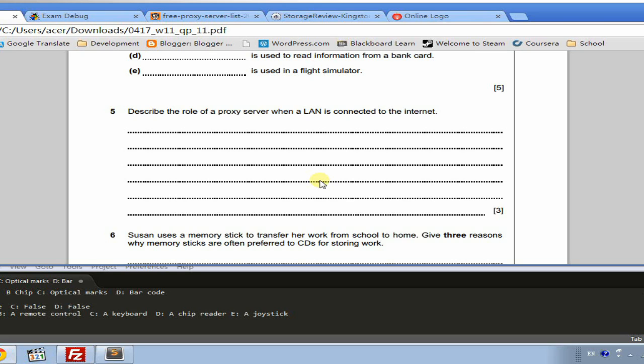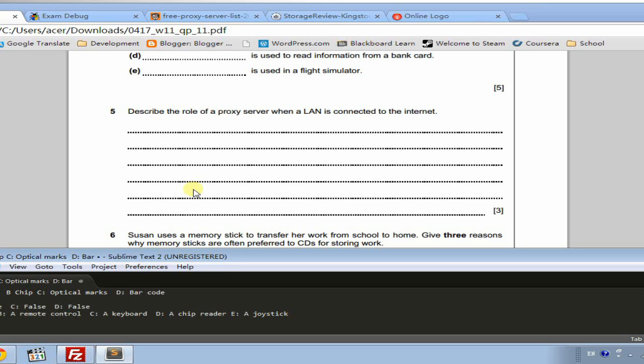So on to question 5. Question 5 is where things start to get a bit more difficult, but also a good deal more interesting. Describe the role of a proxy server when a LAN is connected to the internet. So this is going to be worth 3 marks. Make sure you keep an eye on how many marks each thing is worth, as it will help you know how many points you should give in the answer. First of all, we have to understand 2 things here. What is a proxy server and what is a LAN? Let's start with the easy one, which is a LAN, which is a local area network.